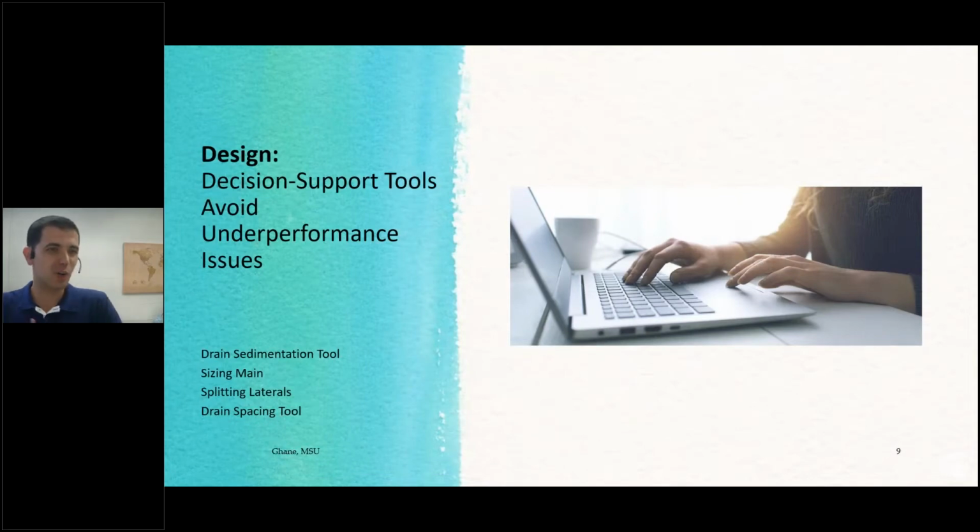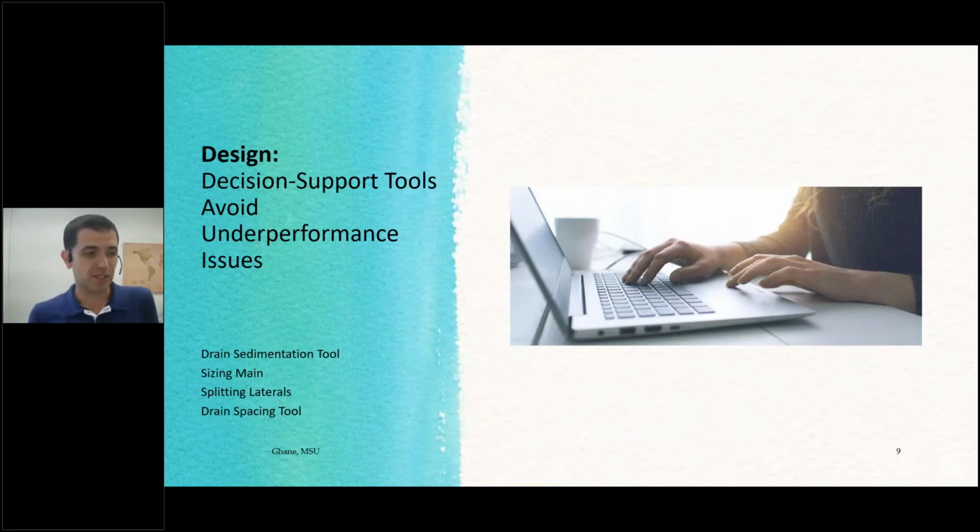So let's talk about some of the design. This is point number one. This is the tip. There are decision support tools that help avoid those underperformance issues. The underperformance issues, like I described, is the drainage performing less than it was designed for. And you paid for such a design system, but it's not doing as it's supposed to. So these are the four drainage decision support tools.